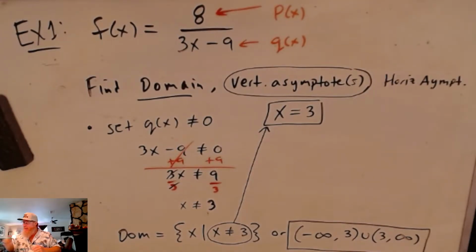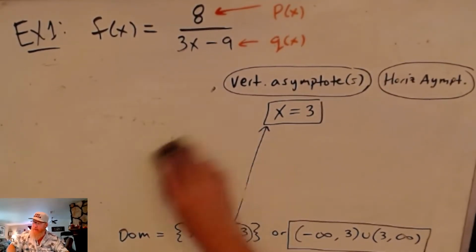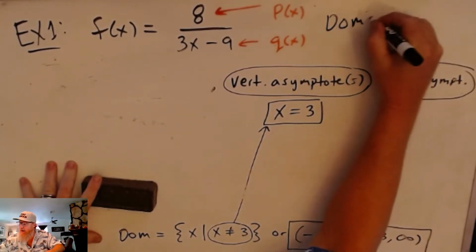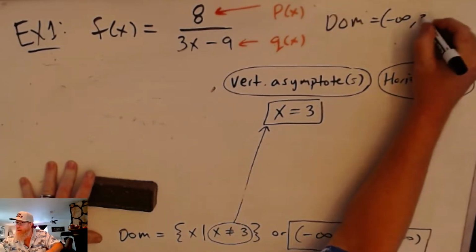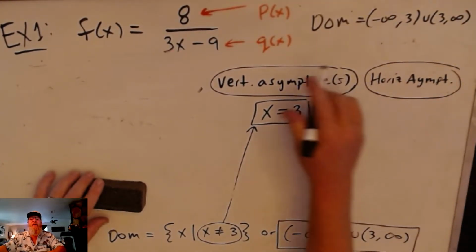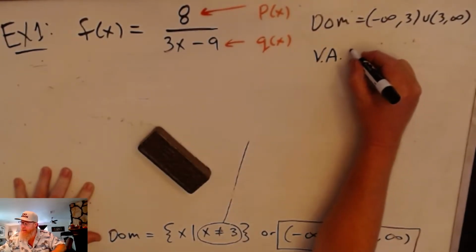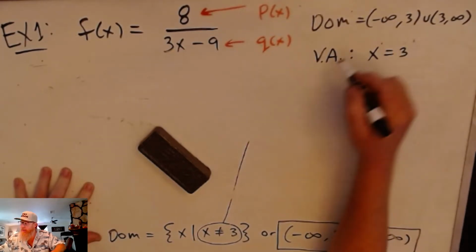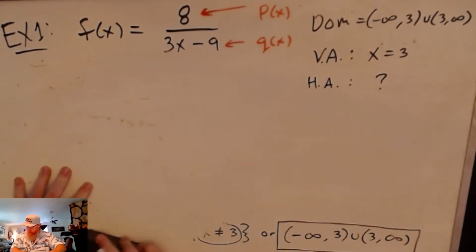All right. Finally, we have the horizontal asymptote. I'm going to need to use this space, so let's just erase this. I'm just going to write down here: DOM is negative infinity to 3, union 3 to infinity. And then I got my VA, vertical asymptote. That's an equation, x is equal to 3. And then my HA is, I don't know yet, I'm going to do the work for that next.